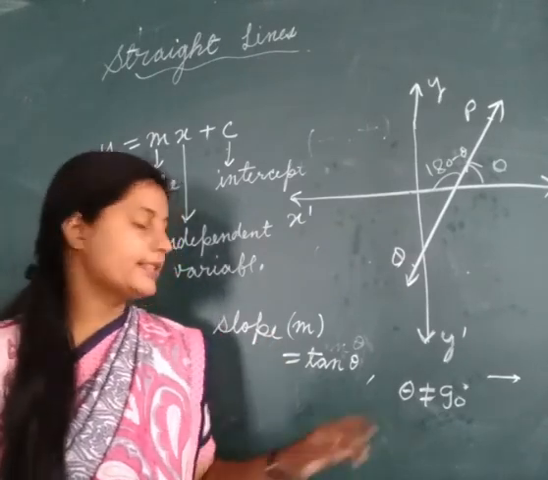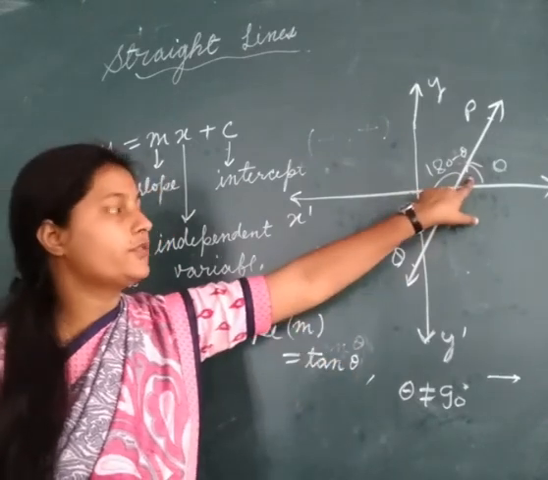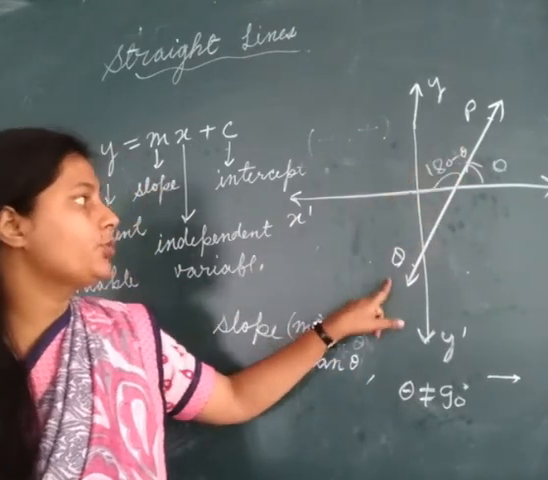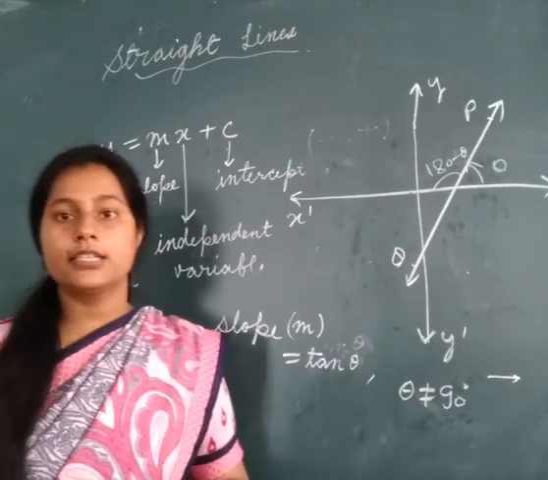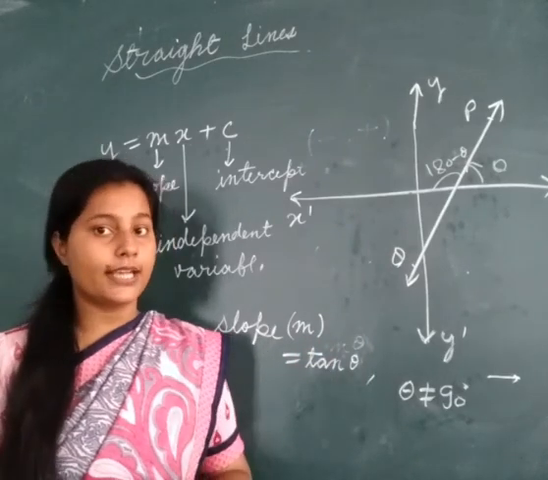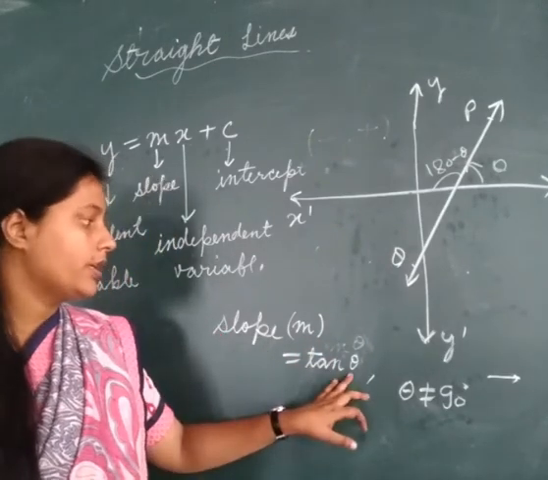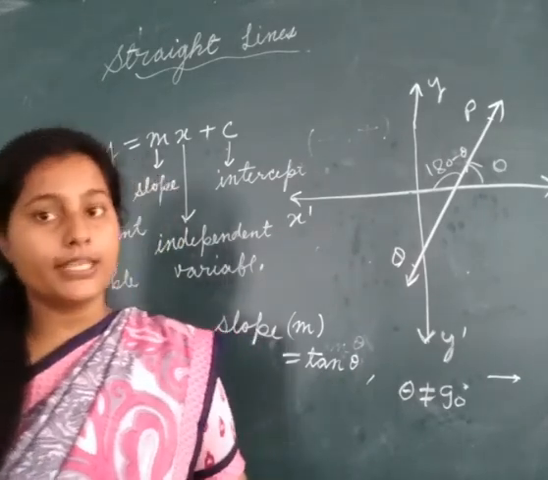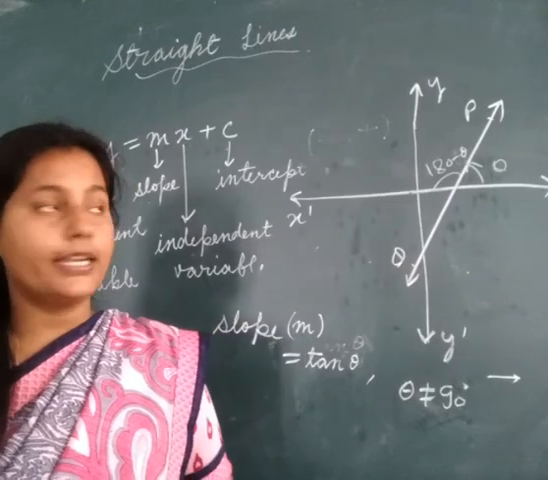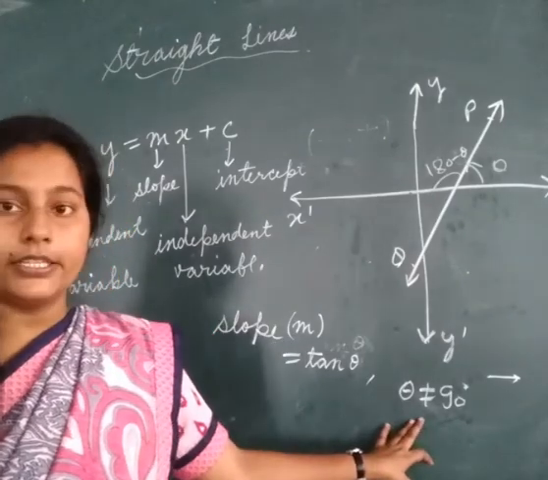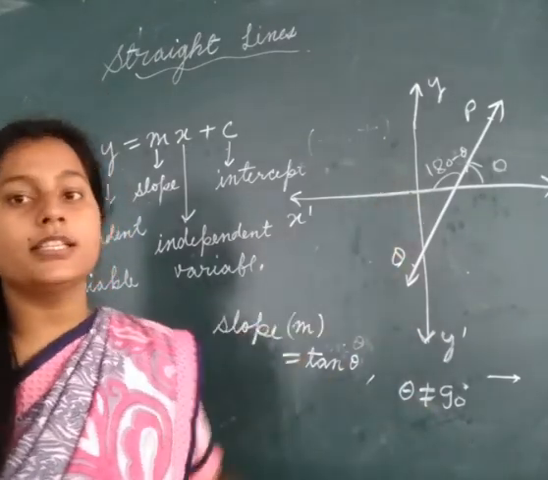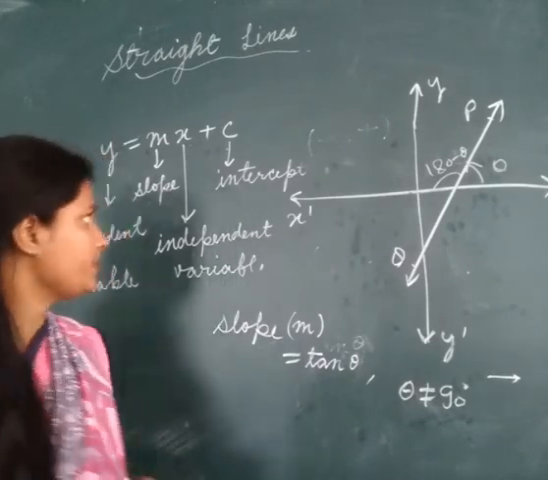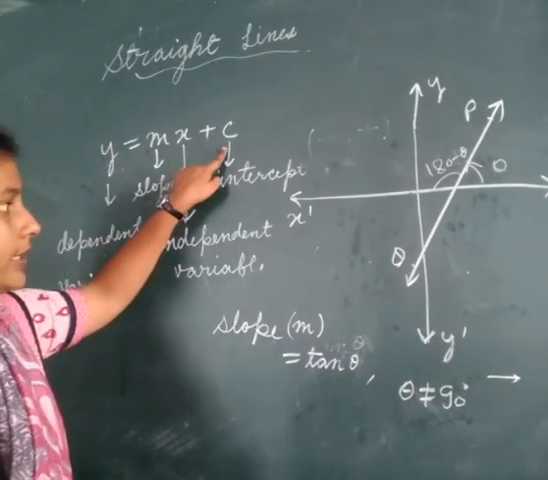If we take theta as 0, यानी कि ये जो इंक्लिनेशन है अगर वो 0 हो जाता है, then the line PQ will coincide with the x-axis, and if the line coincides with the x-axis, then tan 0 is the slope, which comes out to be 0. Therefore, the slope of the x-axis is 0, and since we cannot take theta as 90 degrees, the slope of the y-axis is not defined.